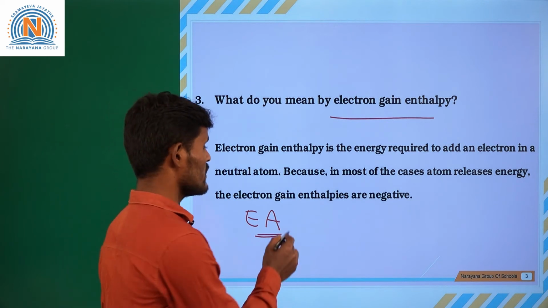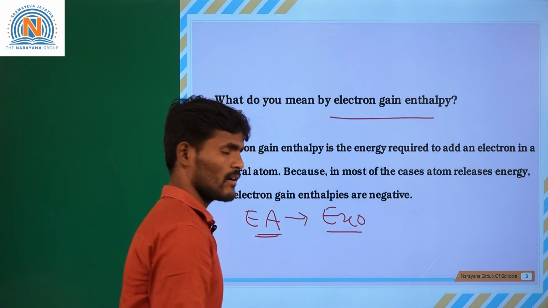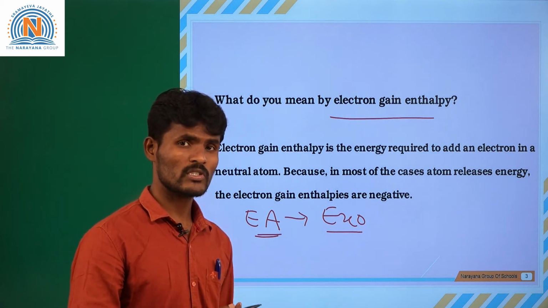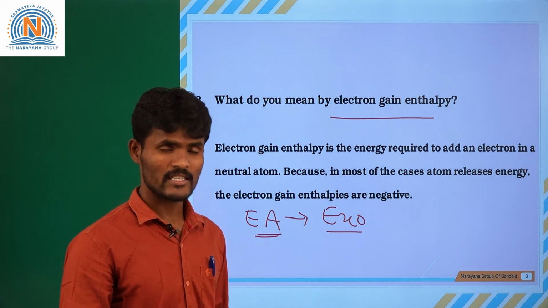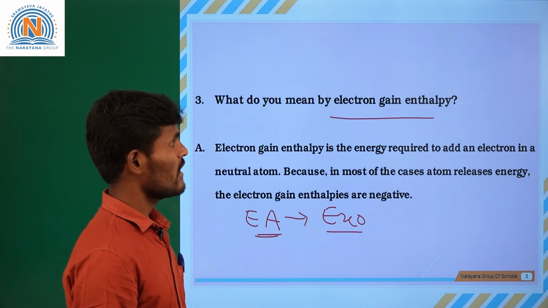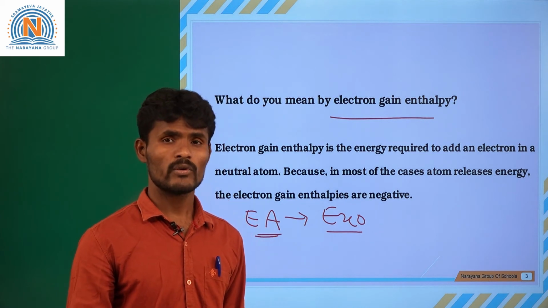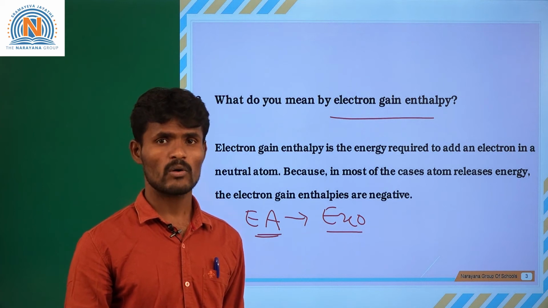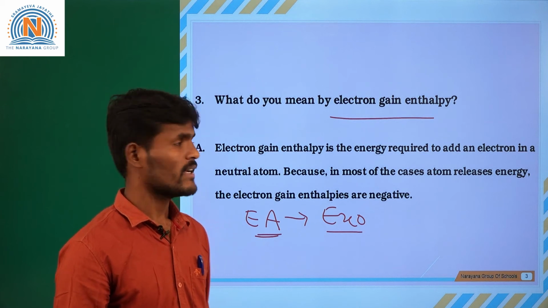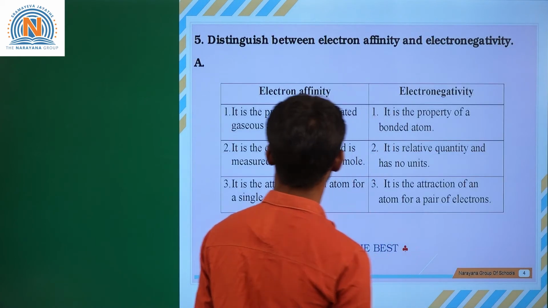Electron affinity is an exothermic process because when an electron is added to the outermost shell, it releases energy. Releasing energy is nothing but an exothermic process. Electron affinity can be measured in terms of electron volt per atom, kilojoules per mole or kilocalories per mole. So this is the electron gain enthalpy or electron affinity. Next, fourth question.